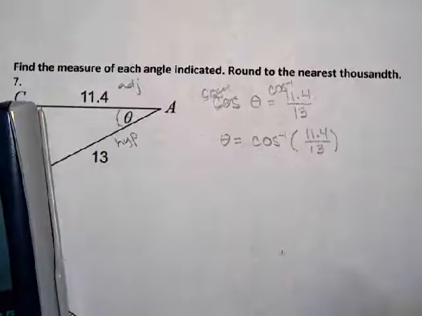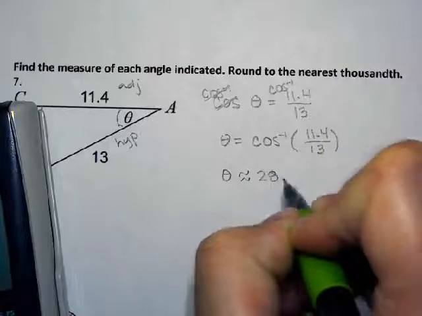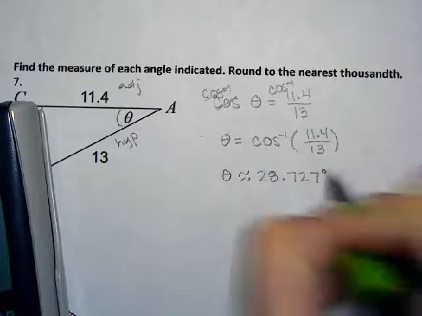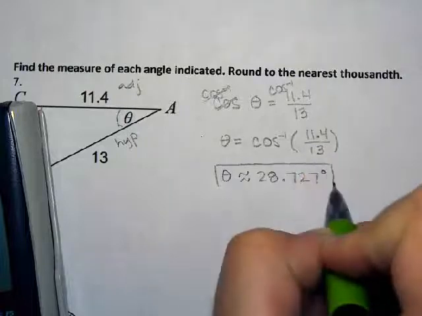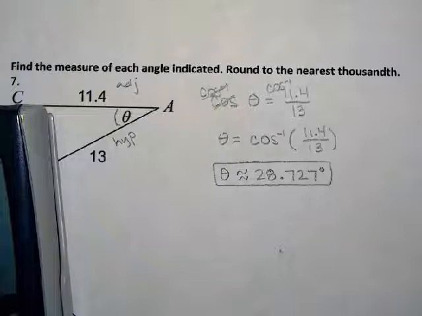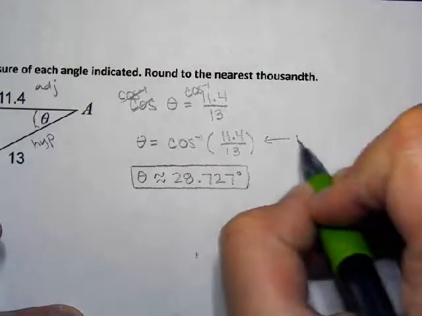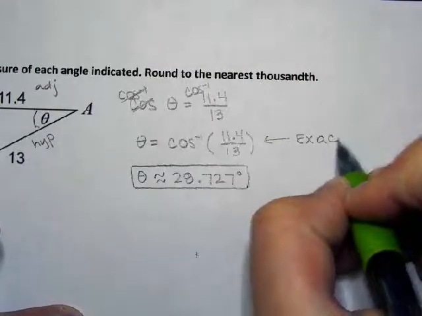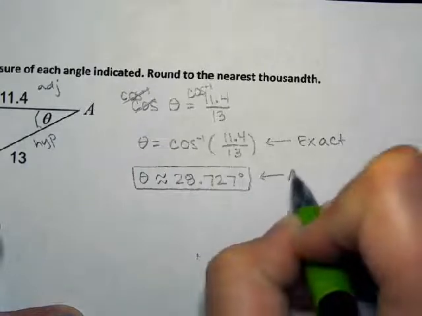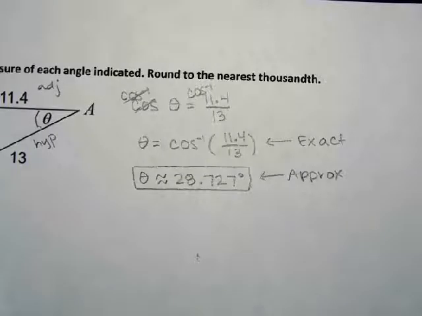Okay, so we're going to say theta is approximately a 28.727° angle, and make sure you get that little degree bubble in there because it is an angle that is measured in degrees. So this, we're going to write this down. This is the exact answer, and this is the approximate answer. You do not have to put the squiggly equal sign. You can just put a regular equal sign. You do need to put the bubble to show that it's a degree measure. Okay.